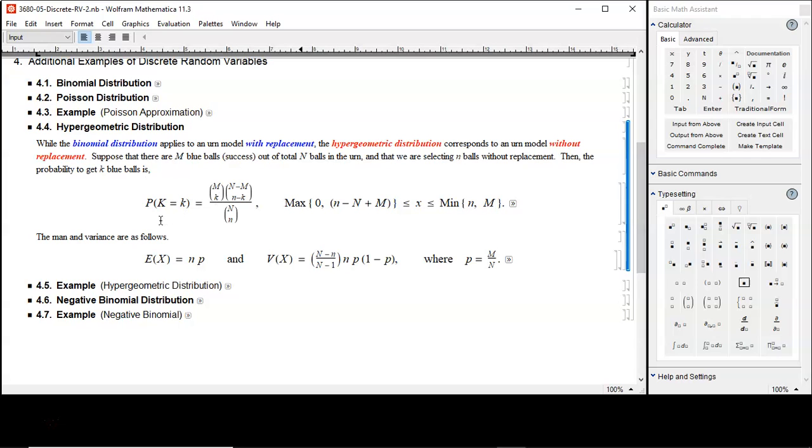And then, as a matter of fact, this should be K. Okay, all right, sorry about the typo. So the probability of getting K blue balls out of, let's see, some blue balls success with probability, let's see, how many blue balls are there? M blue balls out of total N.